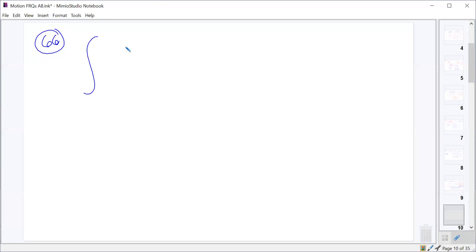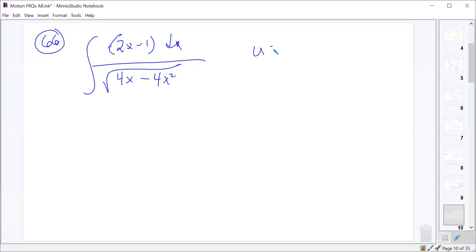All right, 66, we got the integral of 2x minus 1 dx over root 4x minus 4x squared. So this one is similar to that one at the beginning. I think it was number 5 that we did. We're going to do the same sort of u sub. We're going to substitute out the stuff inside of the square root. Which will give us du is 4 minus 8x.